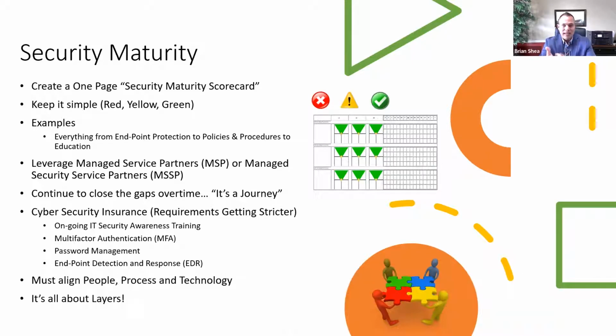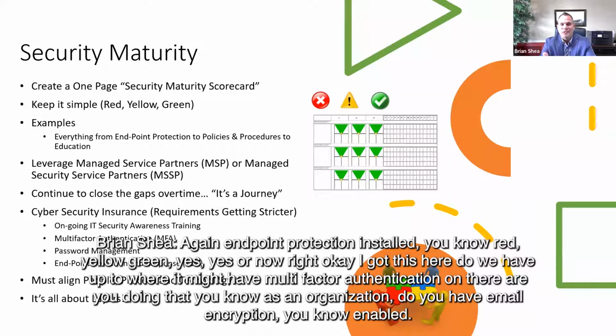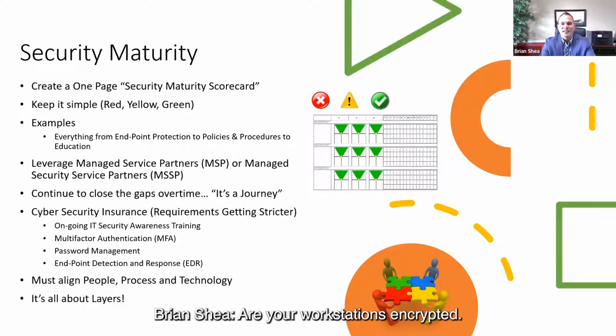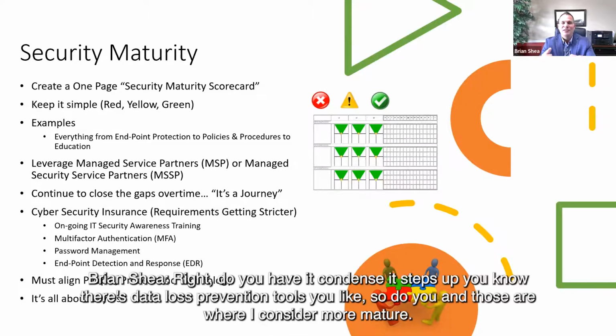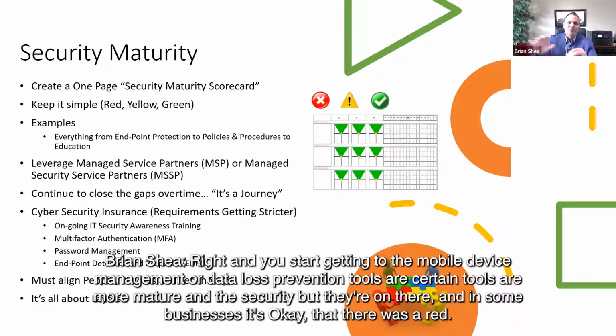Do you have, again, endpoint protection installed? Red, yellow, green, yes or no, right? Okay, I got this here. Do we have, up to where it might have, multi-factor authentication on there? Are you doing that as an organization? Do you have email encryption enabled? Are your workstations encrypted, right? It steps up, there's data loss prevention tools, and those are where I consider more mature, right? When you start getting to mobile device management or data loss prevention tools, certain tools are more mature in the security, but they're on there.